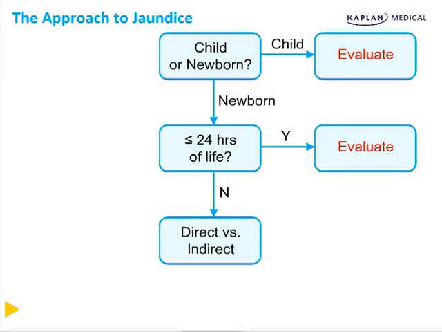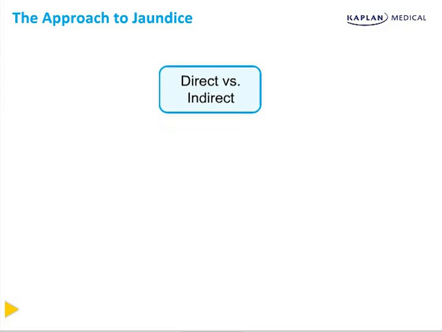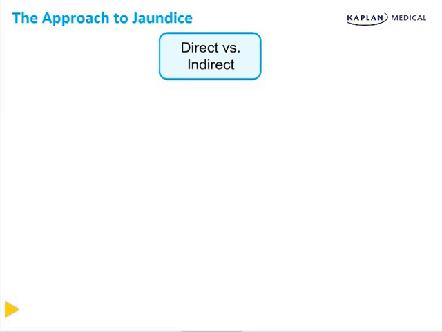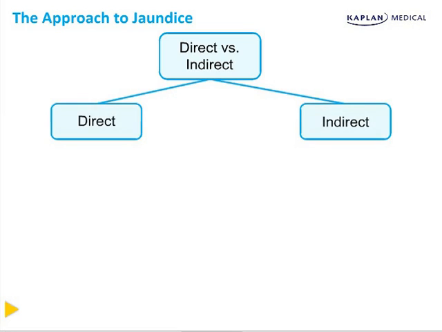Now at this point in the algorithm, with a child that's over a day old, we focus on direct versus indirect hyperbilirubinemia, because in the newborn over a day, but less than 3 weeks, there is an important difference between direct and indirect hyperbilirubinemia. And you should make the mental effort to divide these completely in your mind for this age group, and probably for all types of hyperbilirubinemia.